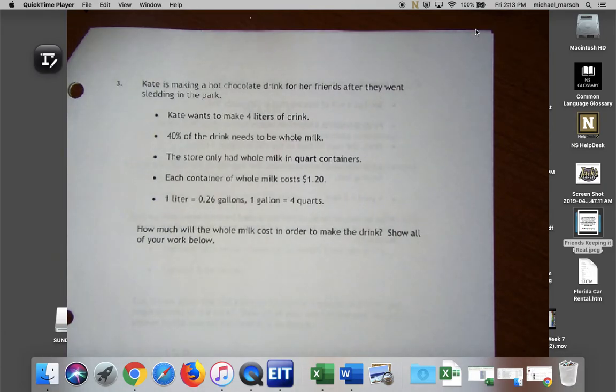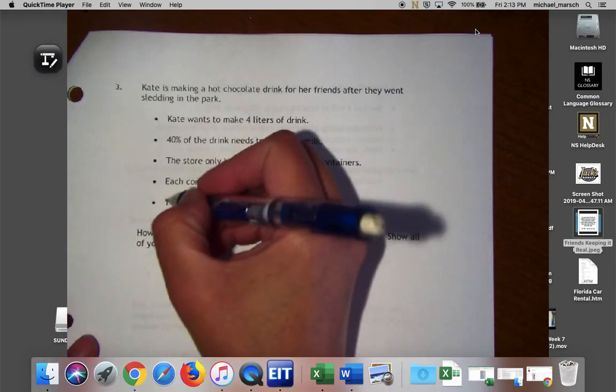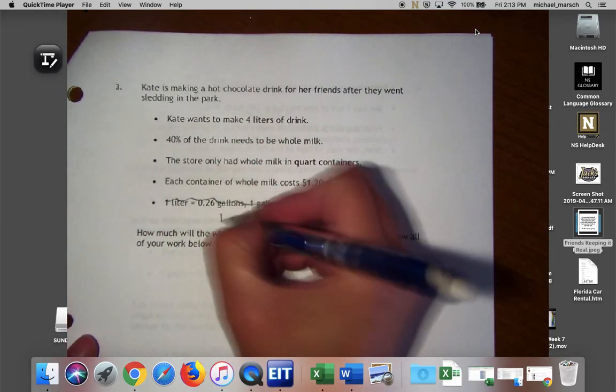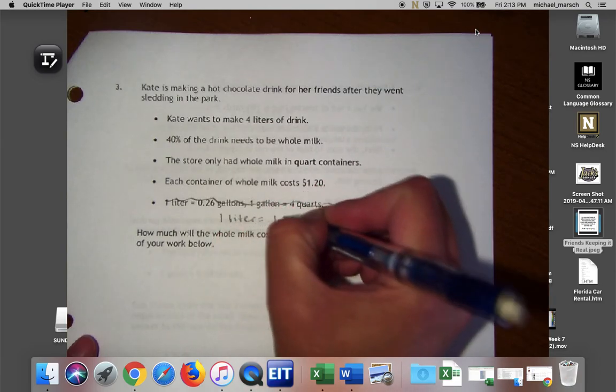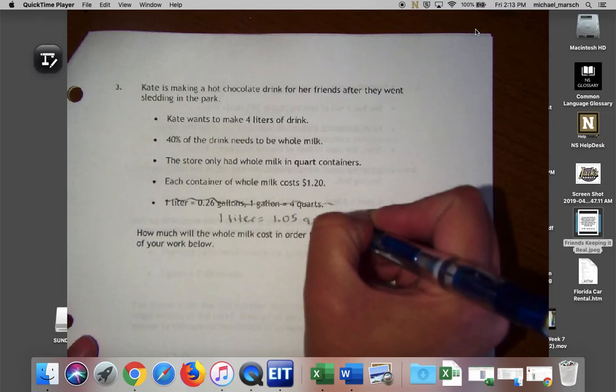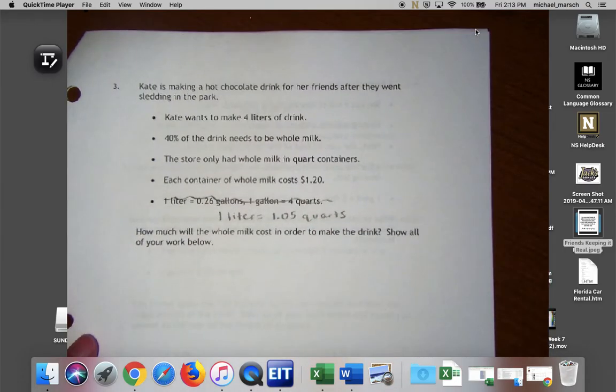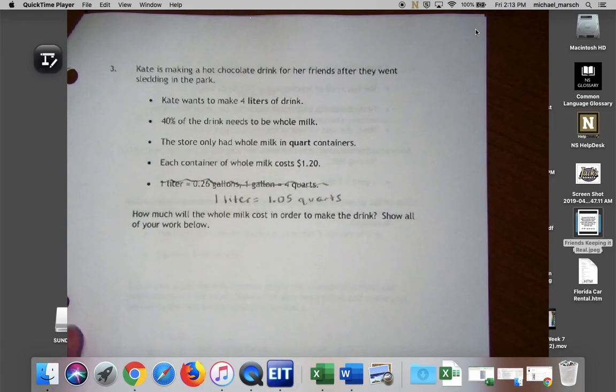A lot, right? First thing I want you guys to do is cross out this conversion and write 1 liter equals 1.05 quarts. Okay, we're not going to have you guys do double conversions this year, so I just wanted to change that. Make it a little bit like cut to the chase there on that conversion. Okay, so she's having her friends over. She's going to make some hot chocolate.